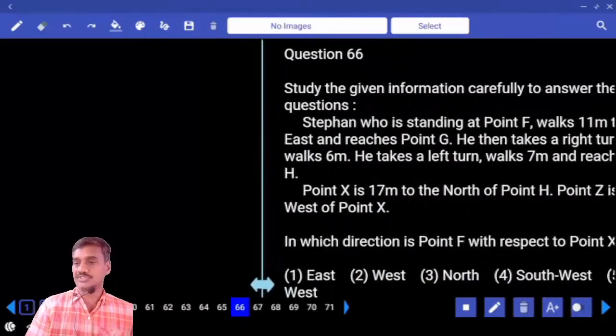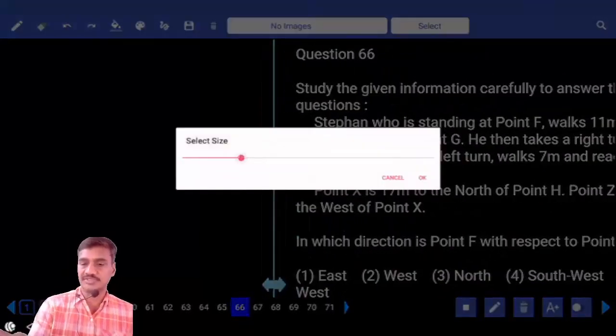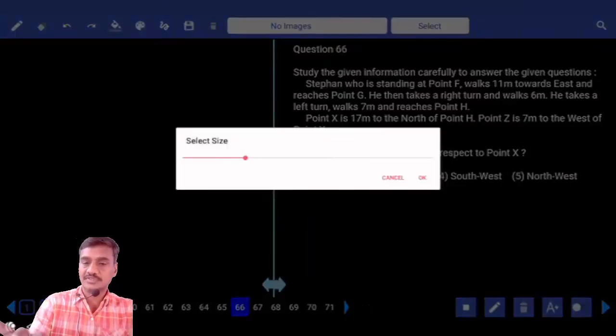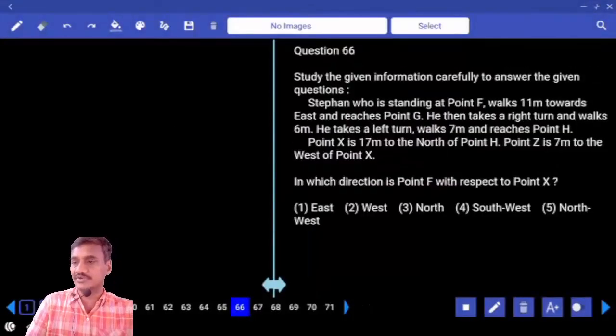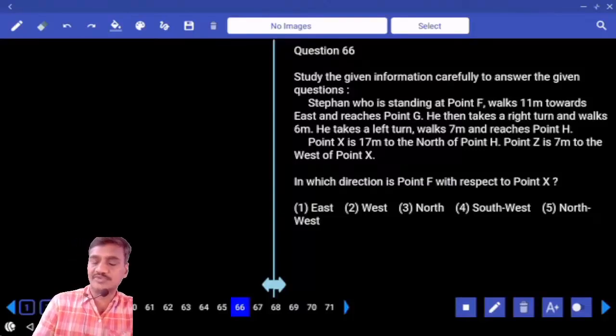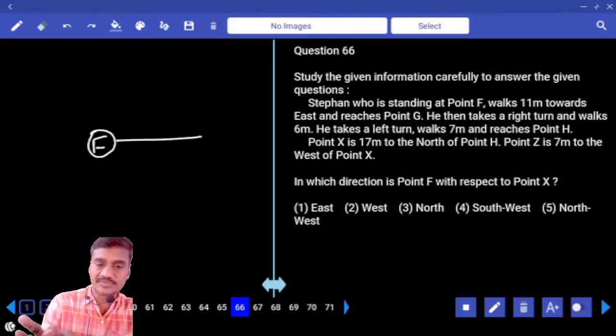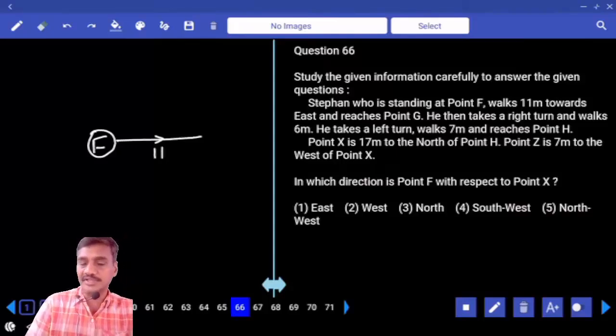Now Stephen, who is standing at? What is the information we have? Stephen is standing at point F. From point F he walks 11 meters towards east. Now this is the starting point of Stephen, that is point F. From here, he walks how many meters? 11 meters. Towards which direction? East. Then he reaches point G.